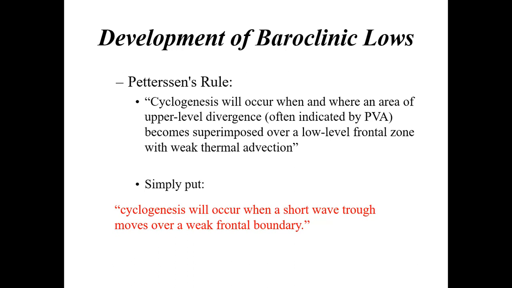We have higher values of vorticity at 500 millibars at 18,000 feet blowing in over this low-level frontal zone, we get the development of a low pressure, and things can take off from there. Simply put, cyclogenesis will occur when a shortwave trough moves over a weak frontal boundary, but you need the upper level support to really get a storm kicked off and to intensify.